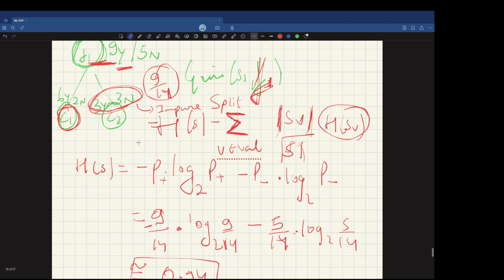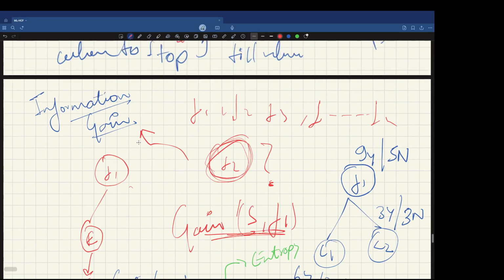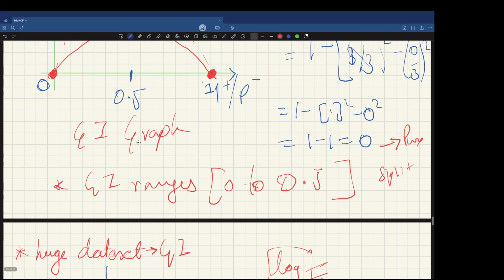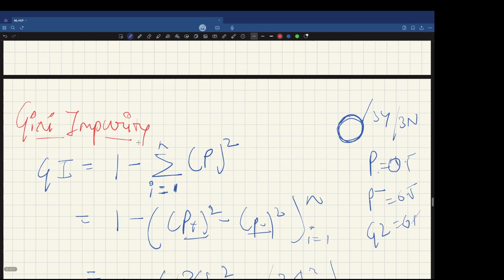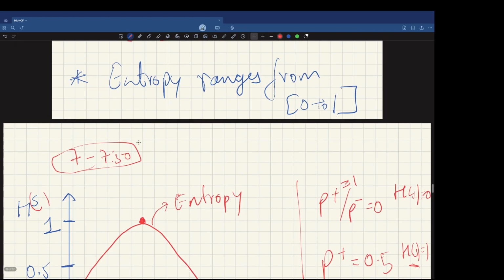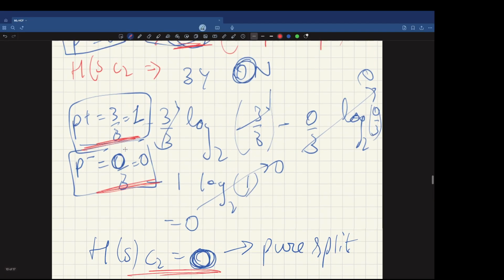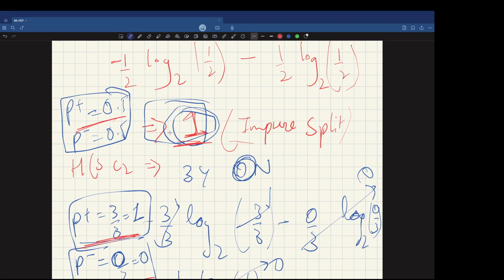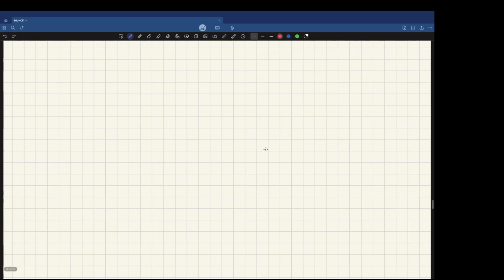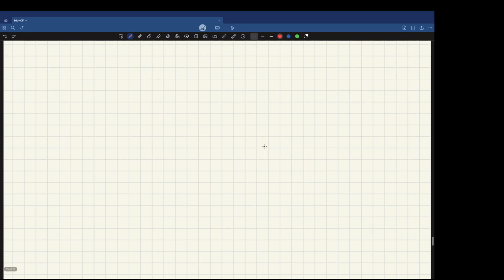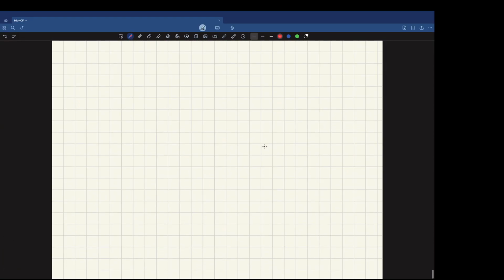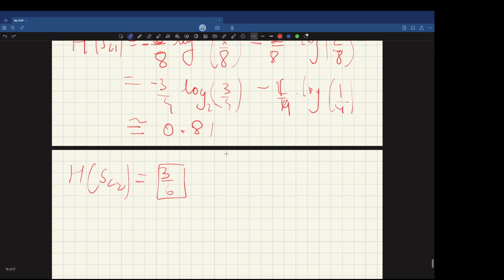If it is a proper impure split, as I told you guys at the top, over here also you can get 1. If you get 1, that means impure split. So H of S is equal to 1 because it is an impure split.